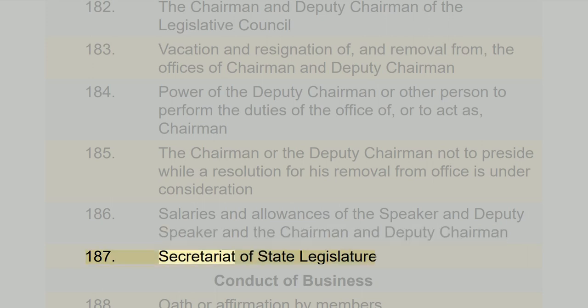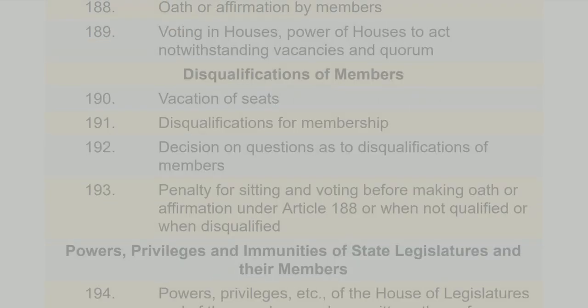187. Secretariat of State Legislature. Conduct of business: 188. Oath or affirmation by members. 189. Voting in Houses, power of Houses to act notwithstanding vacancies and quorum. Disqualifications of members: 190. Vacation of seats. 191. Disqualifications for membership. 192. Decision on questions as to disqualifications of members. 193. Penalty for sitting and voting before making oath or affirmation under Article 188 or when not qualified or when disqualified.